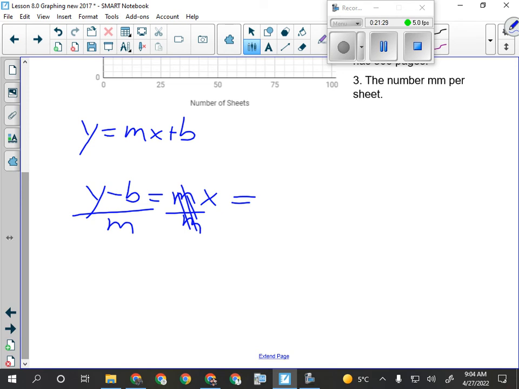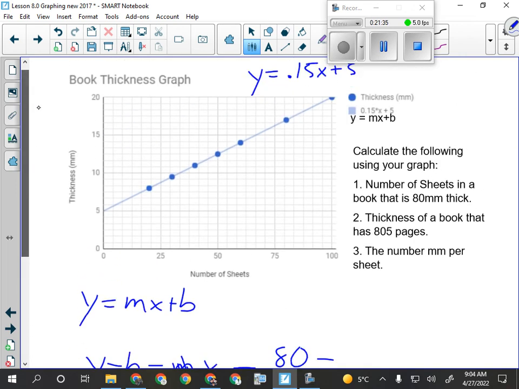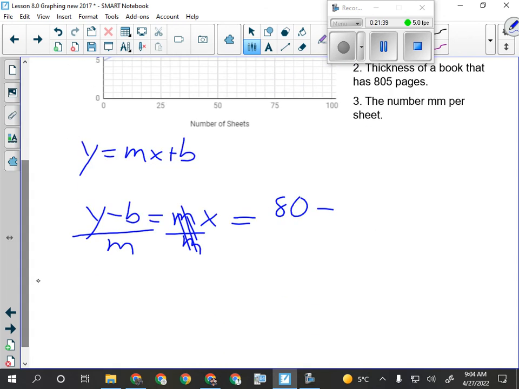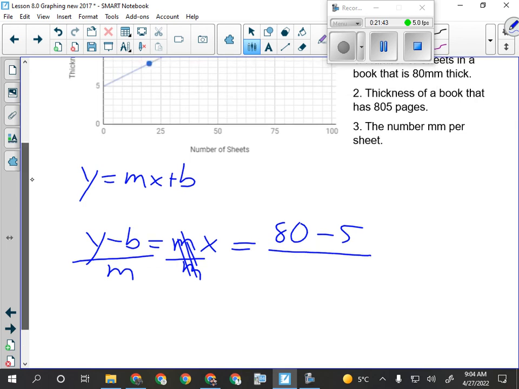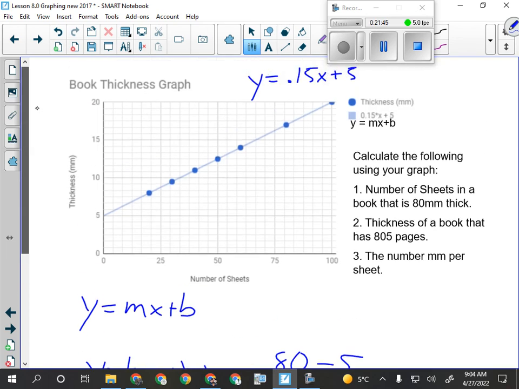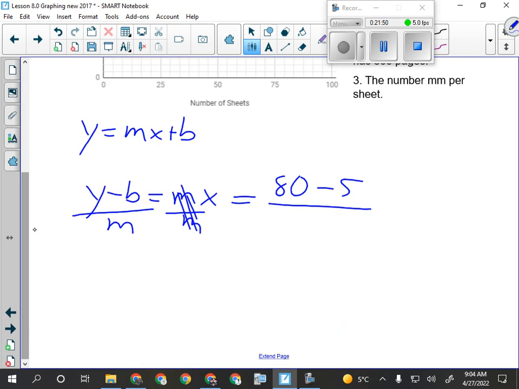They told me y is 80 millimeters. Okay, and b is 5. Okay, and m is 0.15.